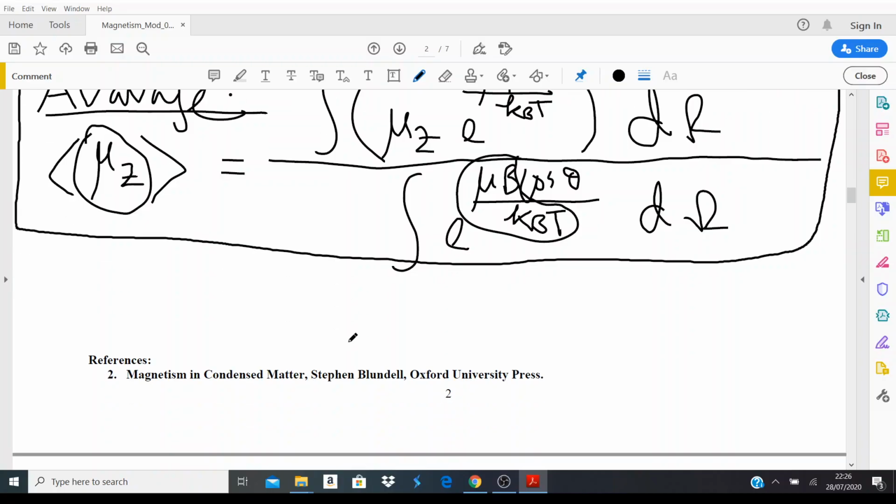If you want to find these materials, you should look in this book, which is Magnetism in Condensed Matter by Stephen Blundell. I believe you'll find it in chapter 2, so it shouldn't be hard to find these things, right?